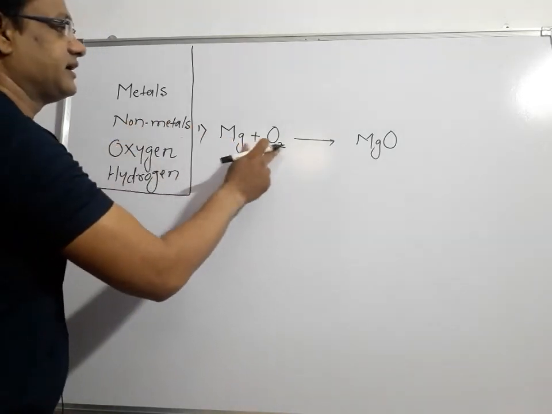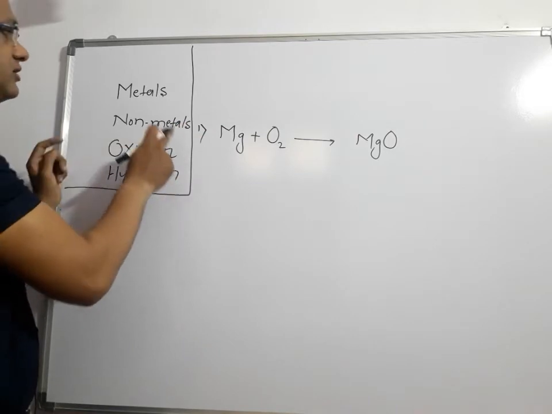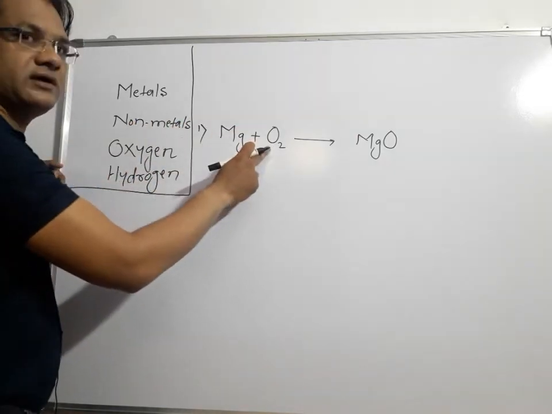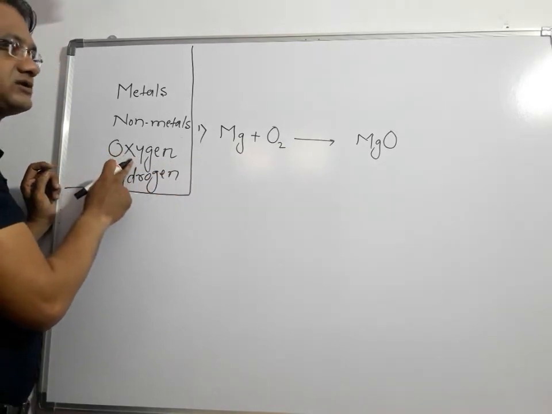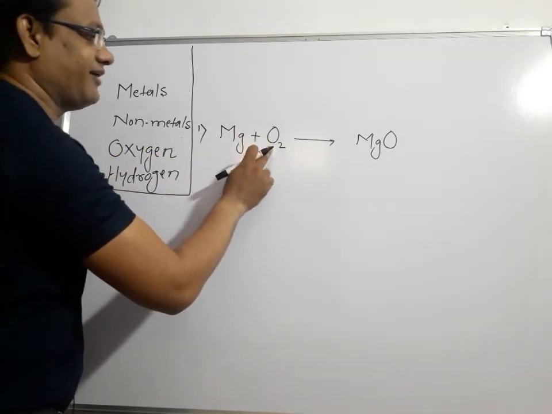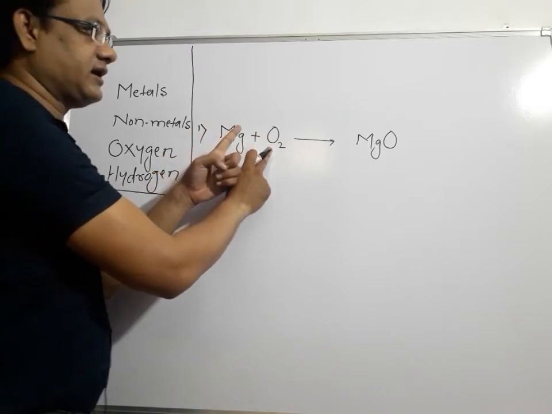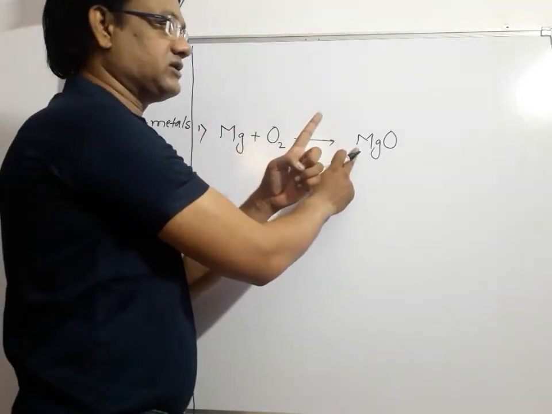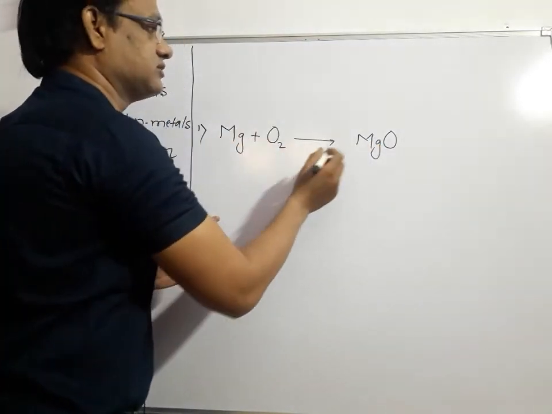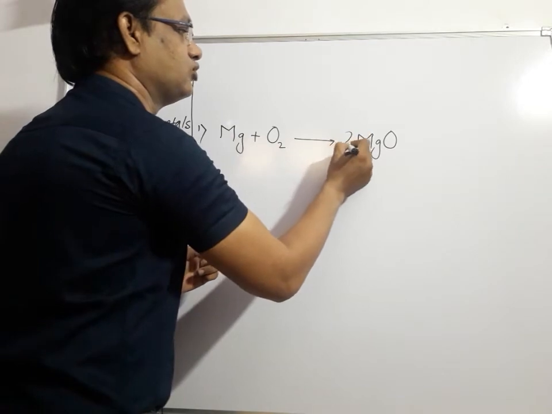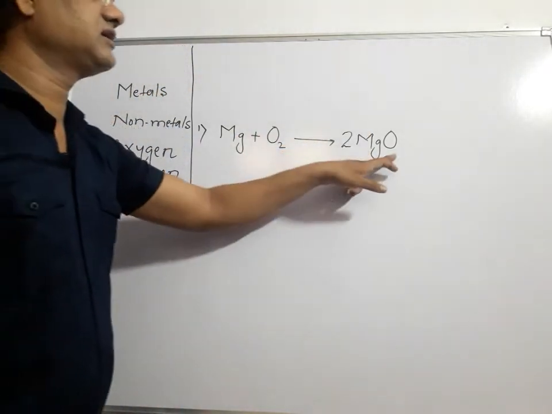Now what will we do? Non-metal is not present here. The non-metal oxygen is here, but we'll discuss it later on. So except for oxygen, there is no non-metal. Then we'll balance the oxygen. On the left hand side of this equation, there are two oxygen atoms, and on the right hand side, there is only one oxygen atom. So what will we do? We'll put 2 here. Now the oxygens are balanced.